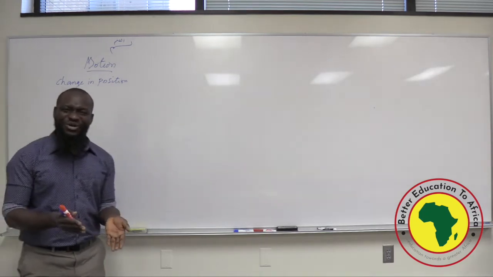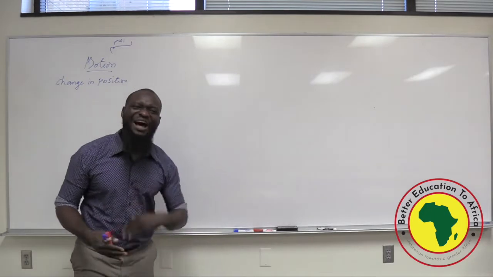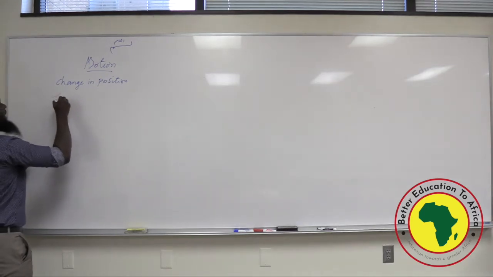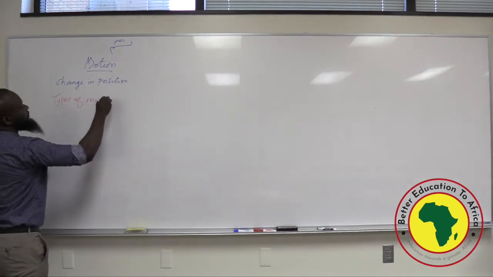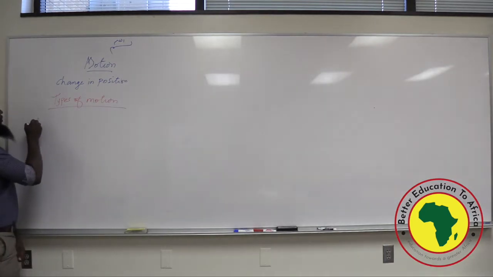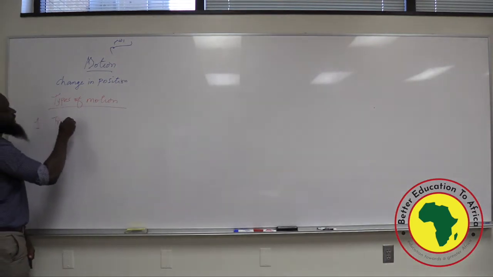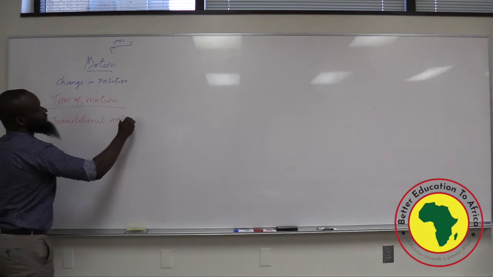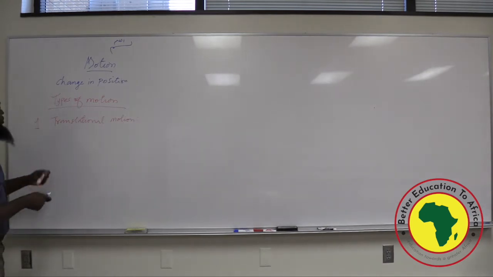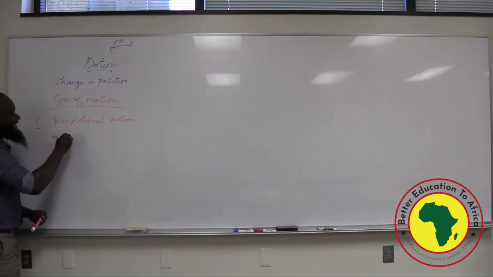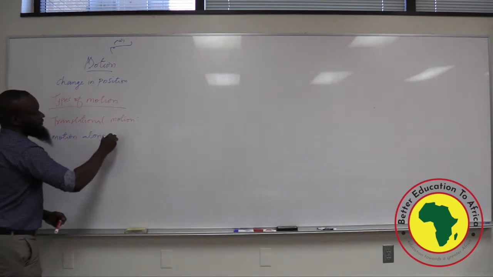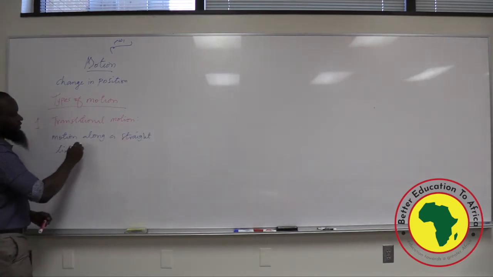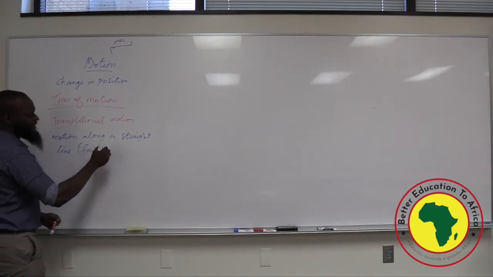Now, depending on how your position has changed, we have types of motion. Okay? So, I'm going to say here, types of motion. The first one we're going to look at is the translational motion. Translational motion simply refers to motion along a straight line. Motion along a straight line or fairly straight path. It doesn't have to be perfectly straight.